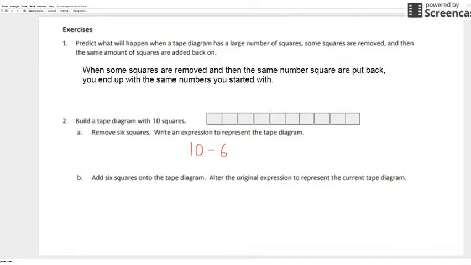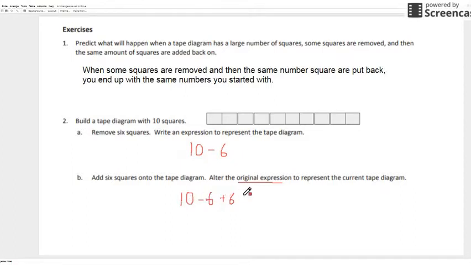So now we're going to alter this. We're going to take this original one, so we're going to keep that. It needs to look exactly the same. This is the original expression, and we're going to alter it now. Well, what now happened? Instead of subtracting 6, we added 6 of them back. So the first step was we subtracted 6, and then we added 6 of them back.